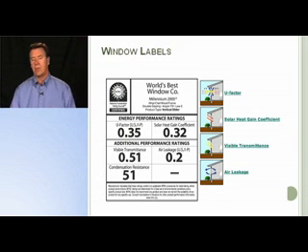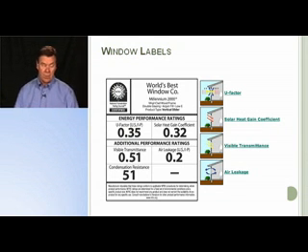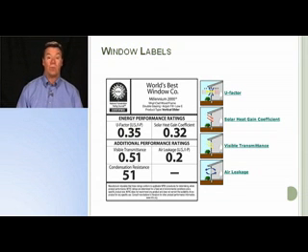Another number that's important to understand is the solar heat gain coefficient. The solar heat gain coefficient of a window is simply the percentage of heat from the sun that gets through the glass. For example, this window lets in 32% of the sun's heat. That means it blocks about 68% of the sun's heat. So that's a pretty good window. Another number that we see on here is the visible light transmission. That's the percentage of light that gets through the window. We want that number to be as high as possible, obviously.